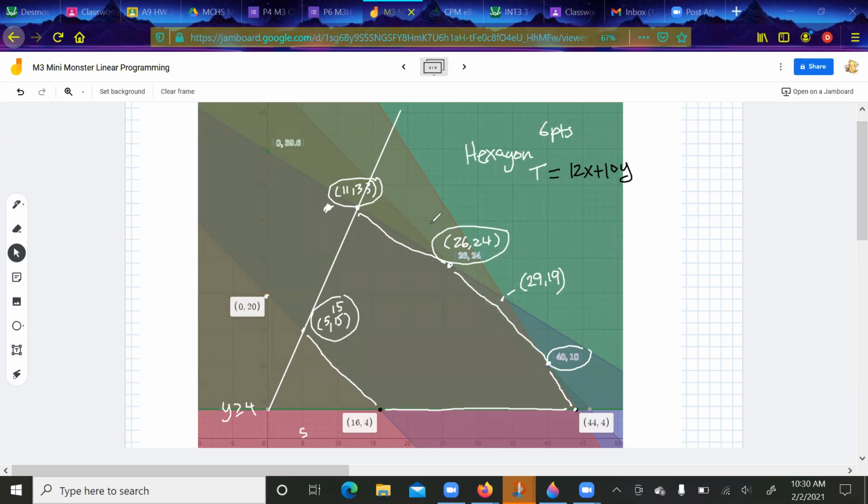Okay, so let's plug in some of the points. I'm going to plug in 11, 33. Always show your work. At 11, 33, t is going to equal 12 times 11 plus 10 times 33. I didn't do this ahead of time; I should have. I've got my calculator here. Hopefully you have your calculator. Somebody double check my work.